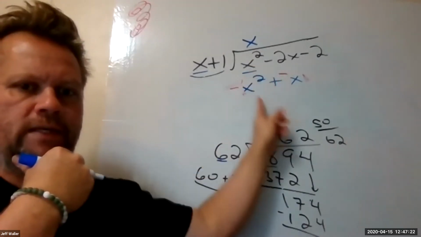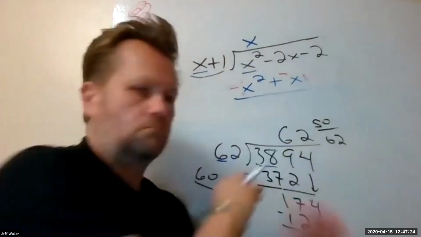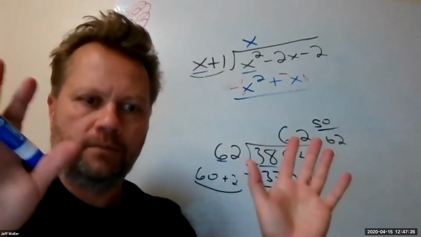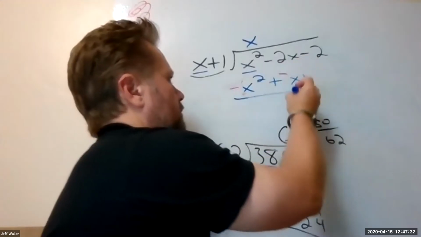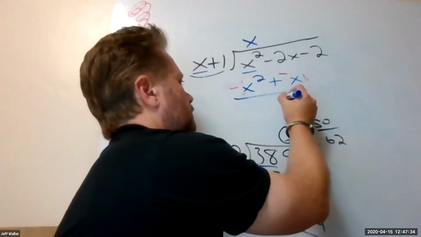What's x squared minus x squared? Gone, right? That's always going to happen with this. The first thing is always going to cancel. What's negative 2x minus x? Negative 3x. And then bring down the negative 2.